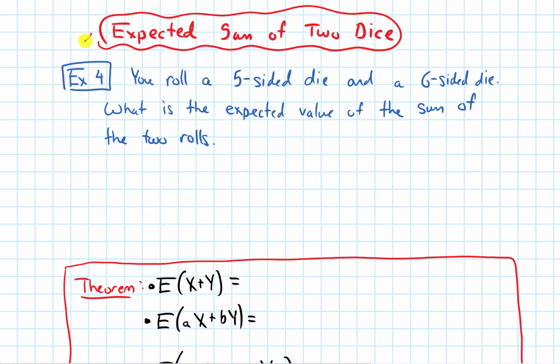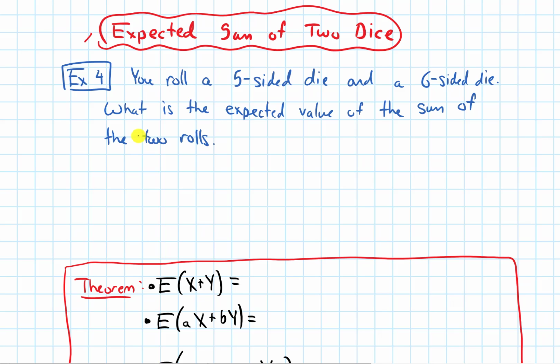In this video, we will do an expected value example involving the sum of two dice. The question says that you roll a 5-sided die and a 6-sided die. What is the expected value of the sum of the two rolls?